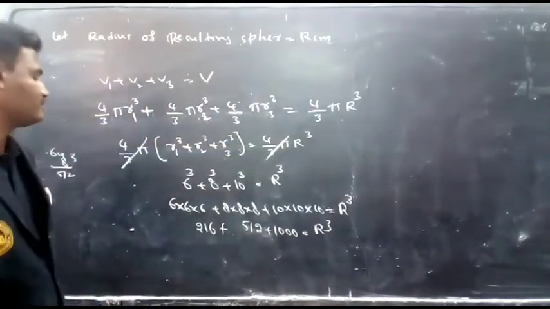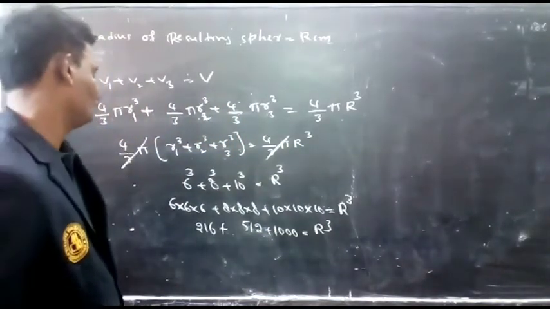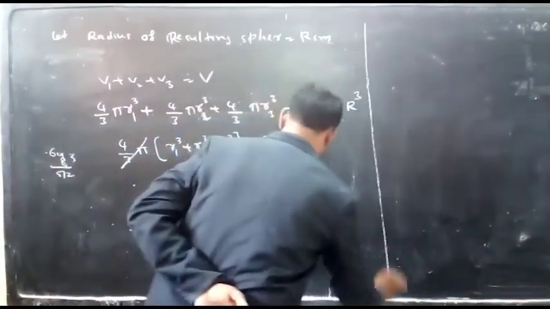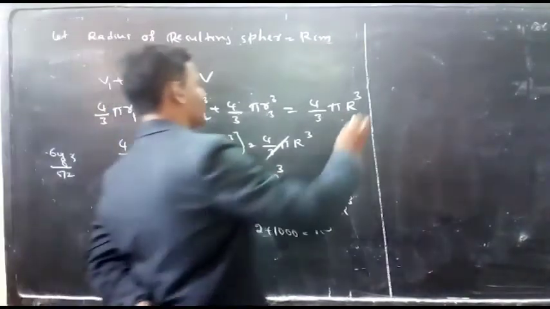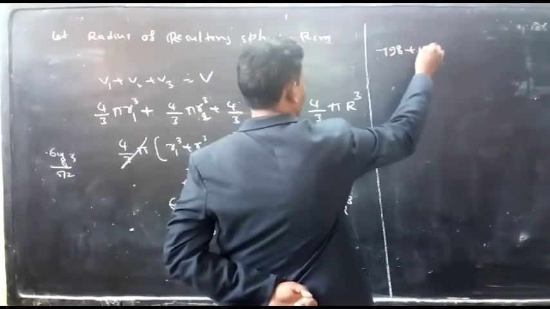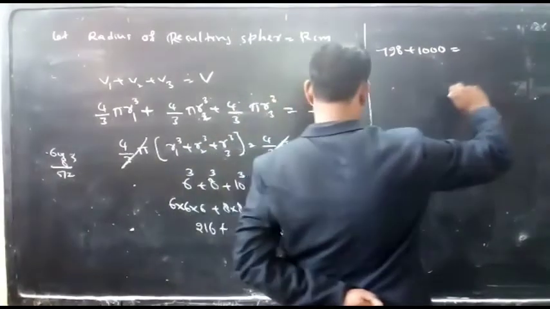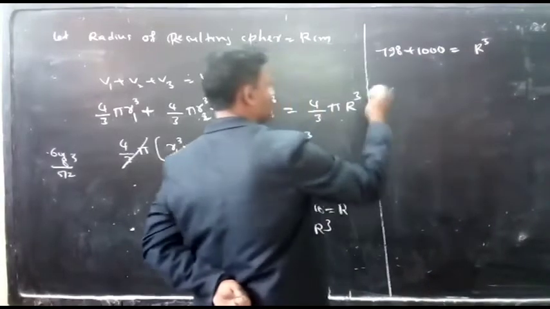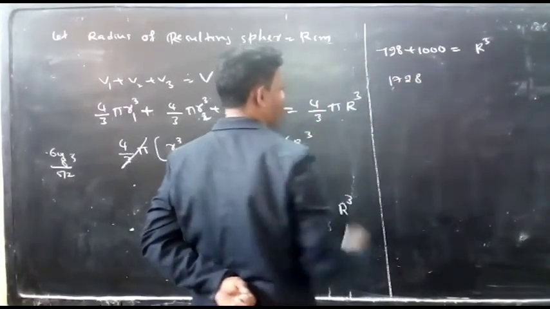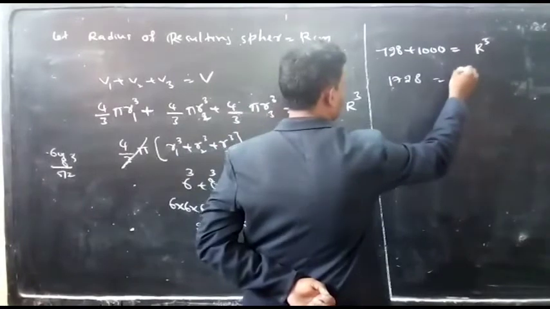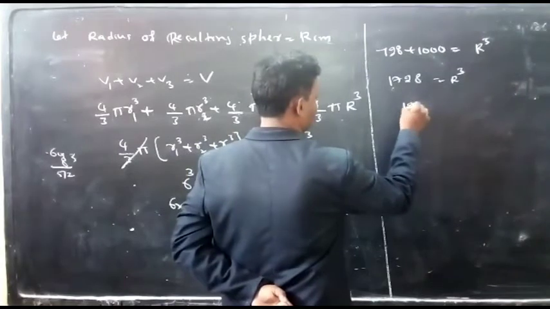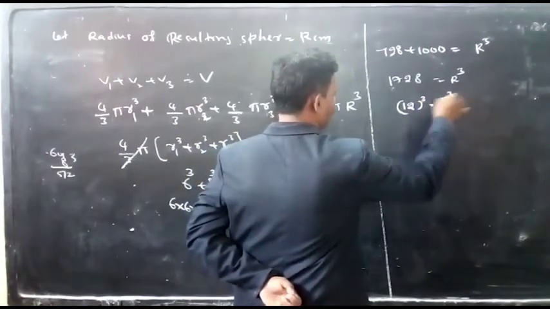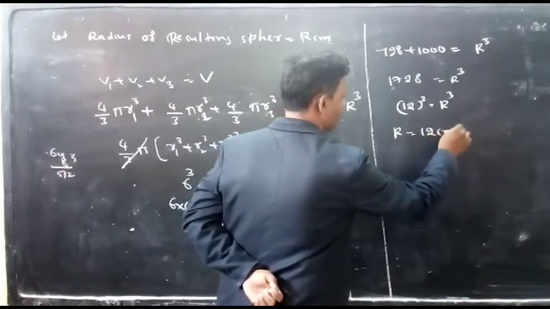Now add that. 728 plus 1000 is equal to R cube, so 1728 is equal to R cube. This we can write as 12 cube. 12 whole cube is equal to R cube, then R is equal to 12. So the radius of the resulting sphere is 12 centimeters.